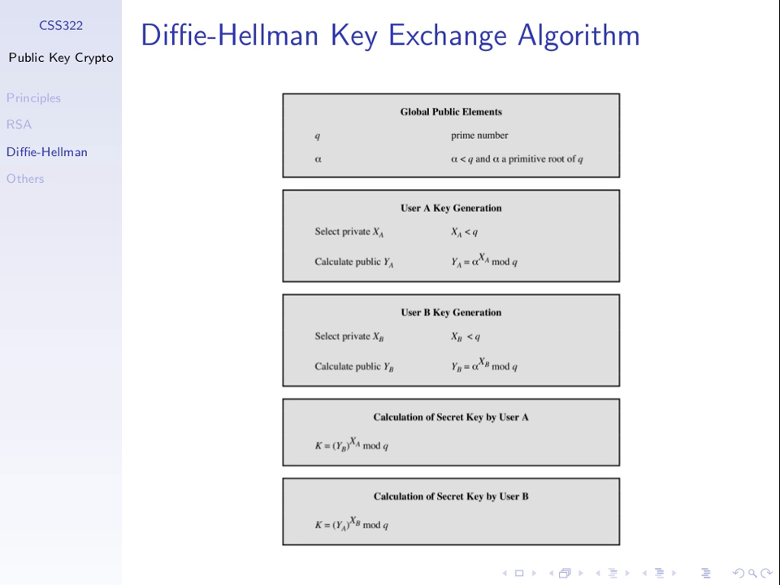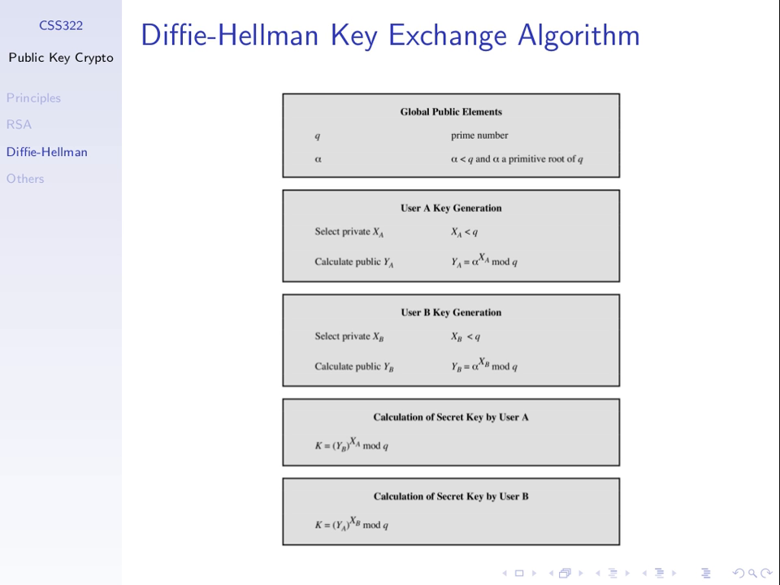And we send that to B, that is we send YA to B, and B calculates K equals YA to the power of XB mod Q. Let's call this KB. That is the key value calculated by B: the received YA to the power of XB mod Q.